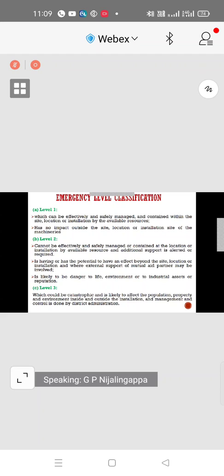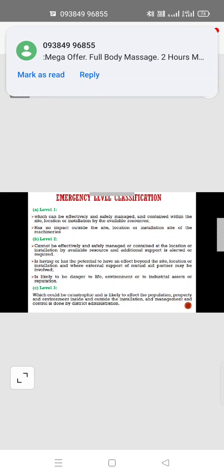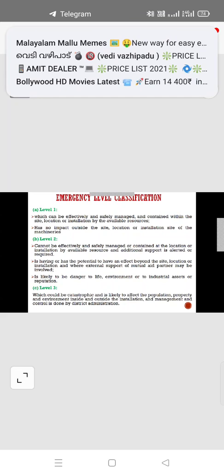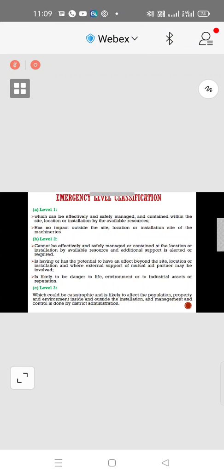Level 2 is one that cannot be effectively and safely managed or contained at the location or installation by available resources, and additional support is alerted or required. So additional or outside external support is required. It has, or has the potential to have, an effect beyond the site, location or installation, and external support of a mutual aid partner may be involved. The complete premises and adjacent area are also under the emergency condition, under abnormal conditions, or likely to be a danger to life, environment, or to industrial assets or reputation. So these are classified as off-site emergency.